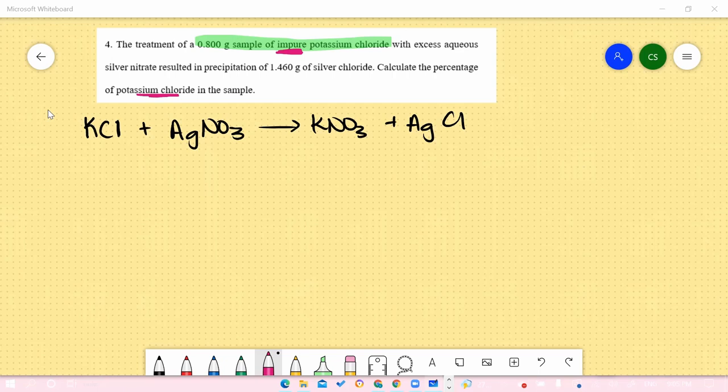So from the get-go, when we're able to calculate the number of moles in silver chloride, we could use the law of proportions, and we could dissociate the KCl from itself, and we'll get K plus and Cl minus, and then we can do a whole proportional relationship. Very good.